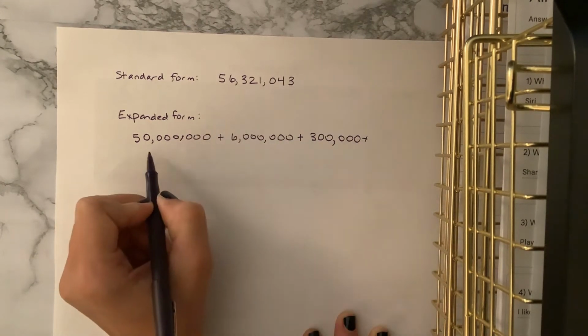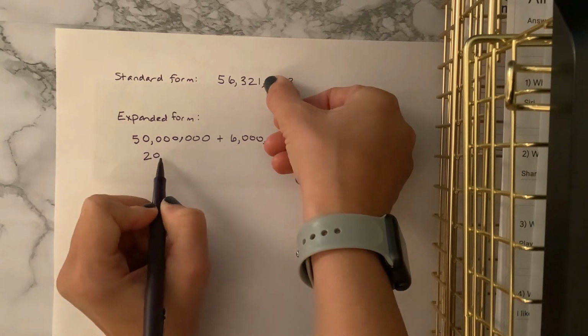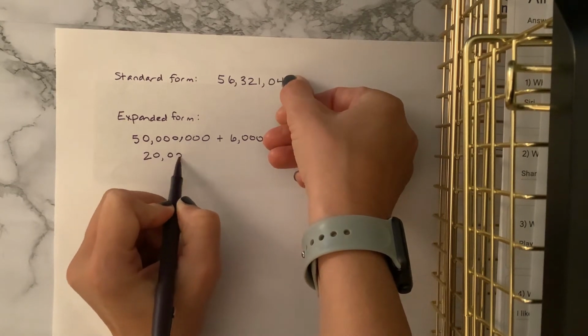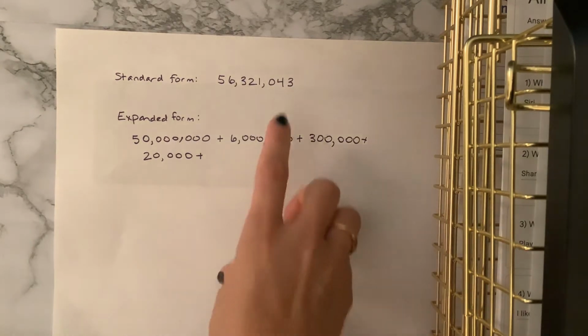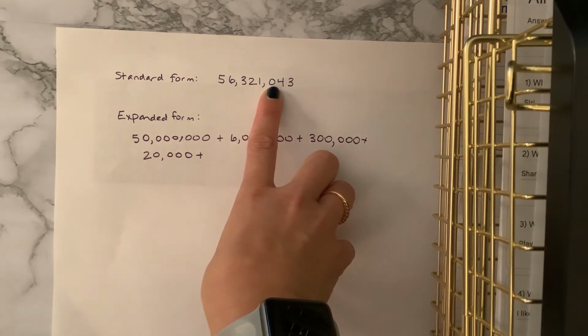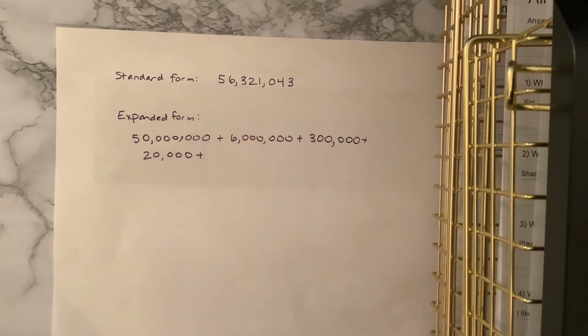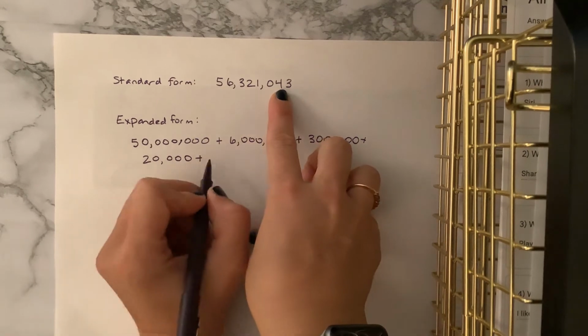Plus, we go to our next digit, 2, and then we add our zeros, 0, comma, 0, 0, 0. Addition sign. So our next digit here is a 0, and if it's a 0, we don't have to include it in our expanded form. Anytime you see a 0 in your number and you're writing an expanded form, you just skip it. You don't have to write it down. So we can just go right on over to our 4.